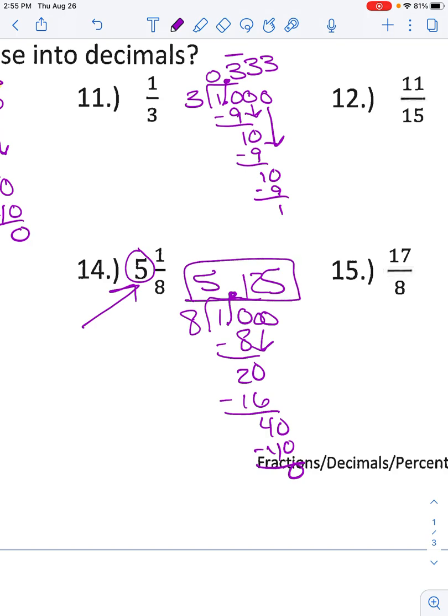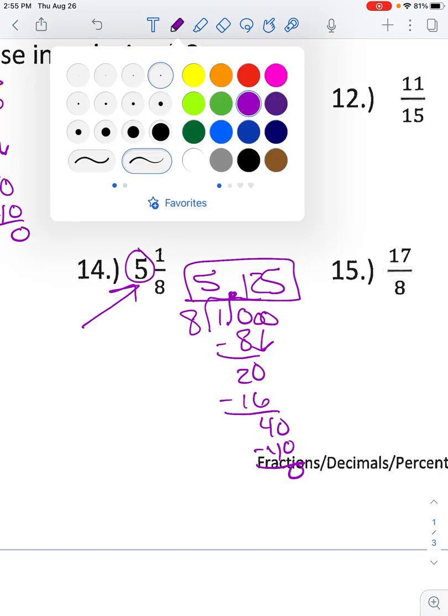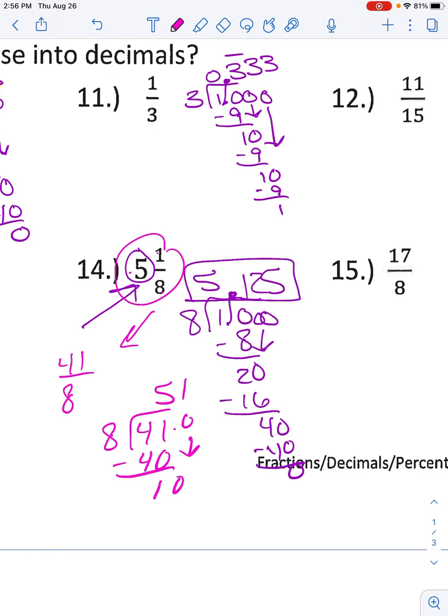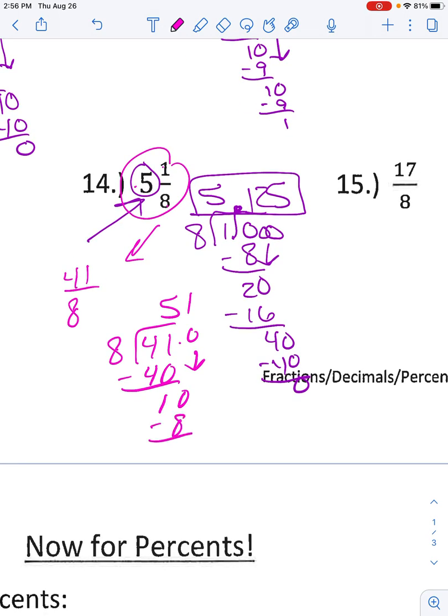So you can add that whole number in at the end, or we can change 5 and 1/8 into an improper fraction. 8 times 5 is 40, plus 1 is 41/8. And then do 41 divided by 8. You're going to get the same answer. It goes in 5 times. And then keep dividing.